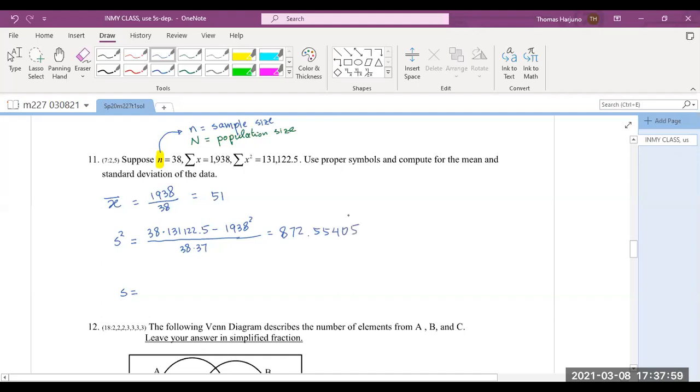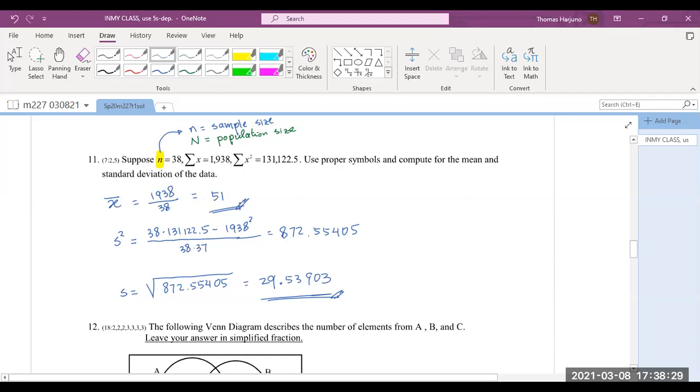I did 872.55405. Thomas, how many decimal places should I make it? 5 decimal places, unless otherwise said. This is square root of 872.55405. This is 29.539025. Okay, that's for number 11.